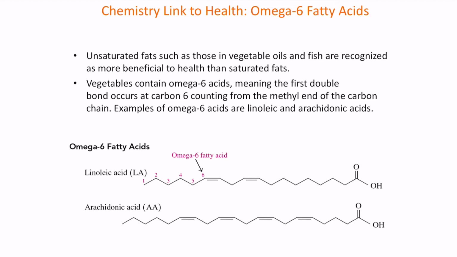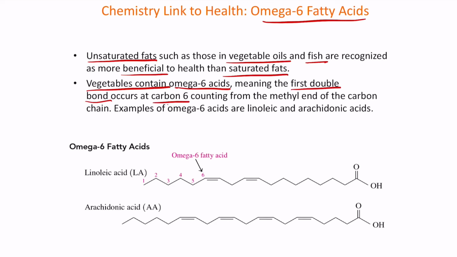So next, let's talk about omega-6 fatty acids. Unsaturated fats are those that are in vegetable oils and fish. They are recognized as more beneficial than saturated fats. Vegetables generally contain omega-6 acids, meaning that the first double bond is at the 6th carbon from the methyl end of the carbon chain. Examples of omega-6 acids are linoleic acid and arachidonic acid. These are the two acids that are generally called unsaturated acids, and out of them, the omega-6 fatty acid is linoleic acid.